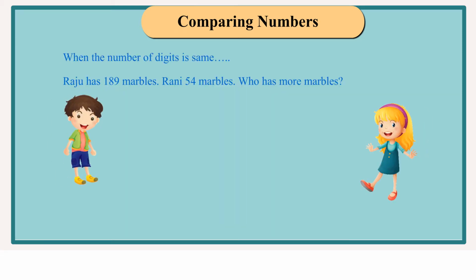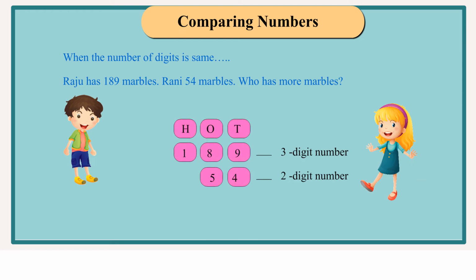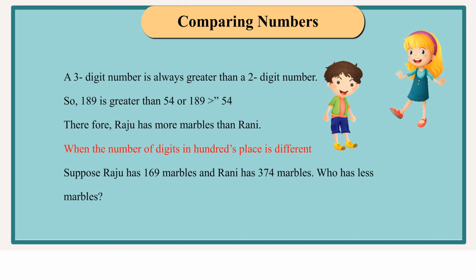When the number of digits is the same, Raju has 189 marbles. Rani has 54 marbles. Who has more marbles? A 3-digit number is always greater than a 2-digit number. So, 189 is greater than 54. Therefore, Raju has more marbles than Rani.